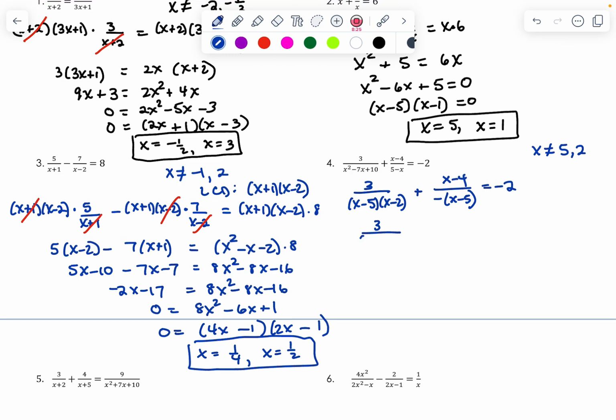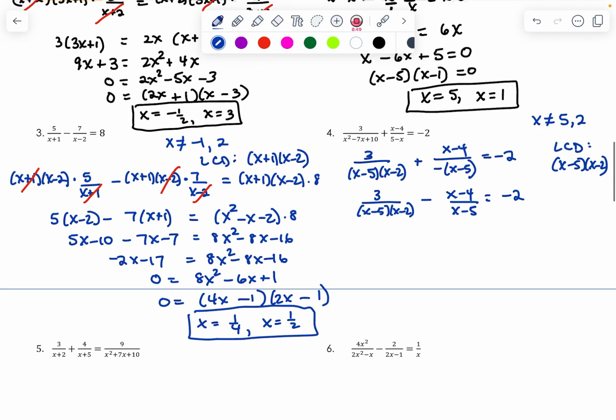I'm going to do one more thing before I identify the LCD. I'm going to pull that negative out in front of the fraction. So now my LCD is x minus 5 times x minus 2. Now what I'm wondering is, can you go here with me? I'm going to try and skip a step now. I'm going to mentally multiply. So if I mentally multiply, the x minus 5, x minus 2 cancels. The x minus 5 cancels, but the x minus 2 does not. It's just a whole lot less to write out.